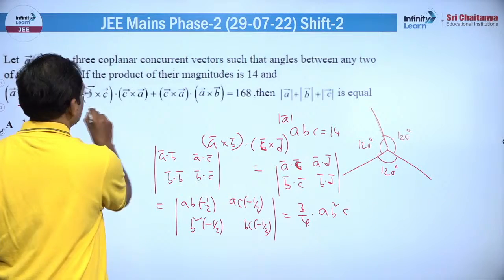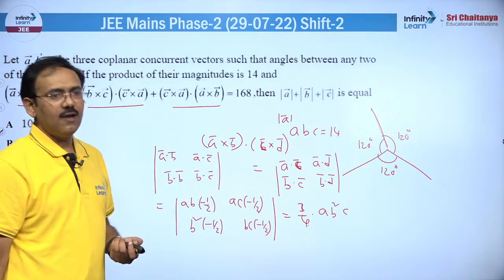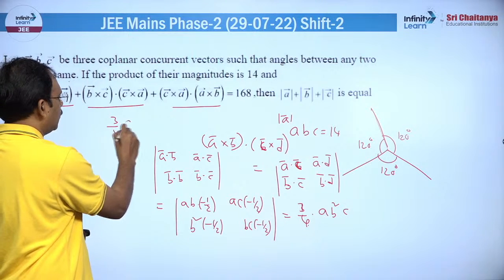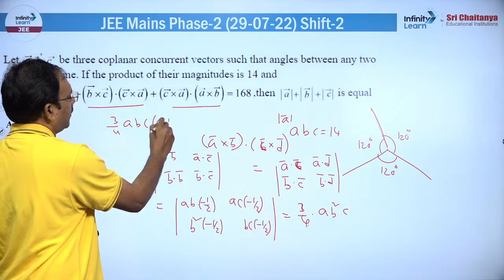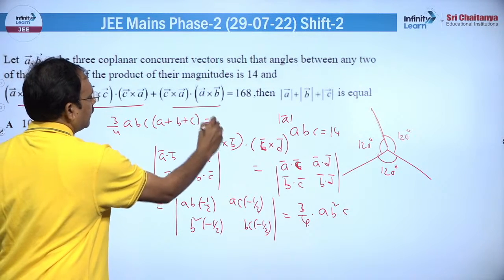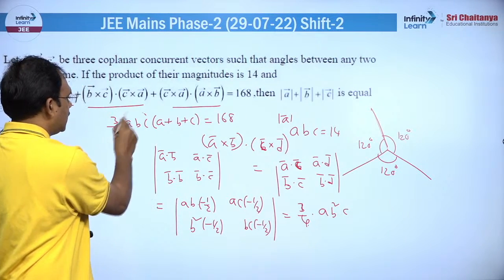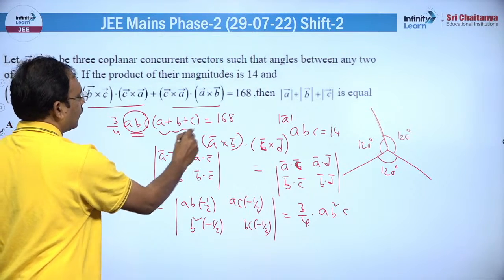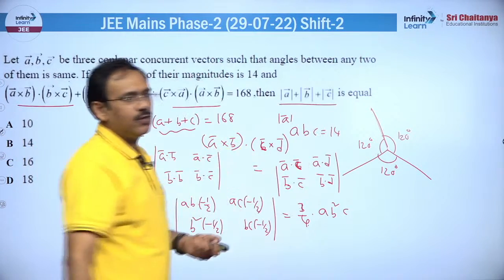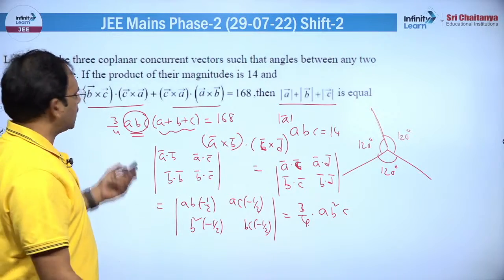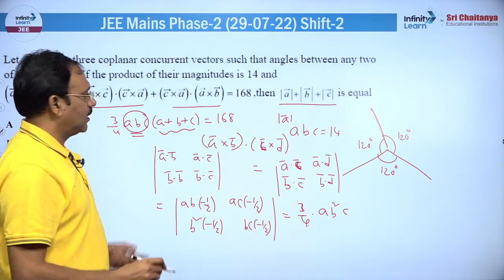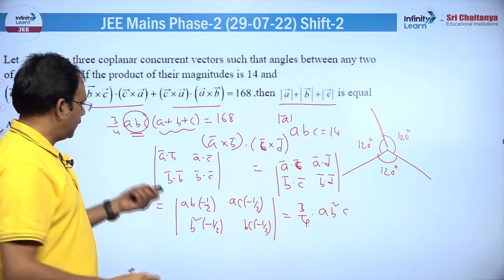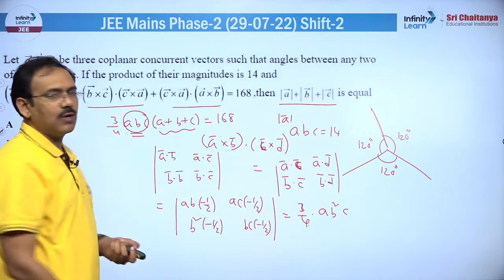In the same way, the second, third, if you apply, finally you are going to get, my dear friends, 3 by 4 into ABC into A plus B plus C value, which is given as 168. This ABC value is also provided in the problem as 14. Now, you can find A plus B plus C value. So, just apply the definition, that is all. A dot B you can just find, AB cos theta.